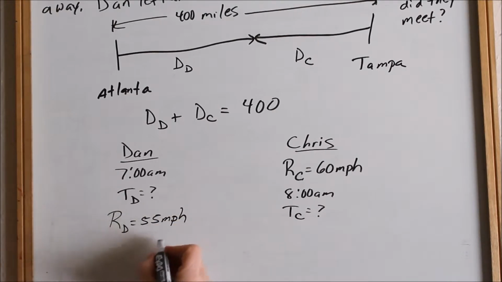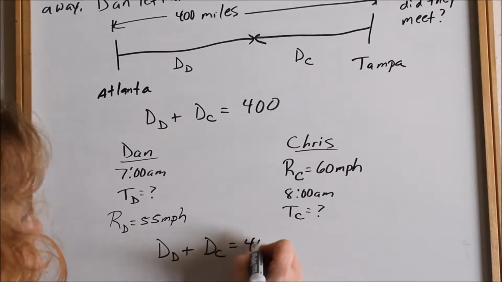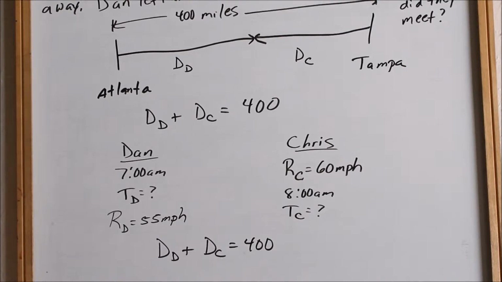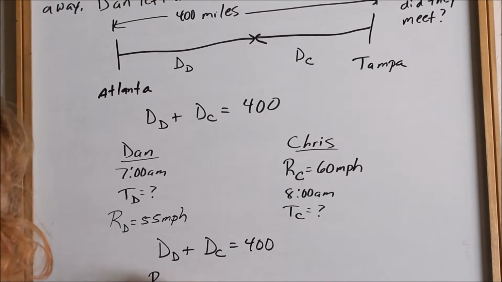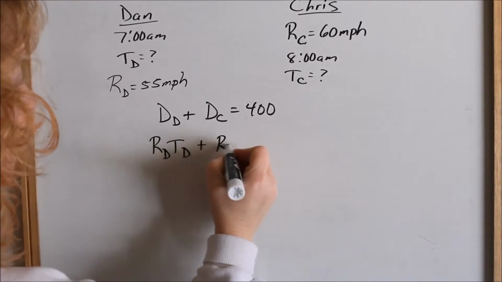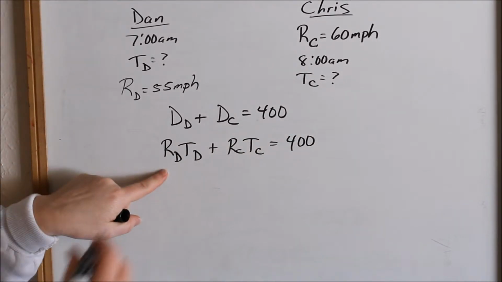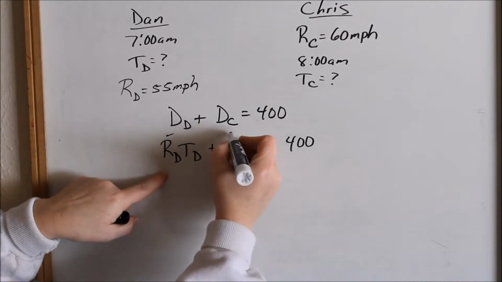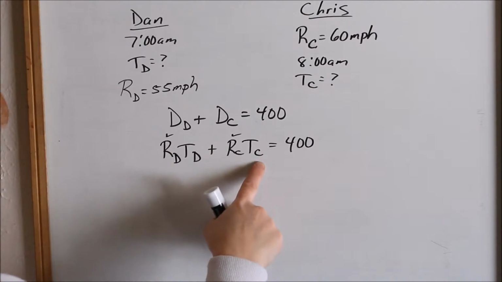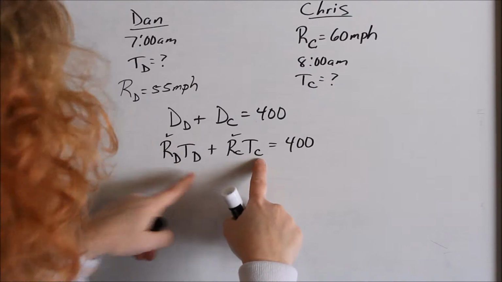Okay, so Dan's distance plus Chris's distance is 400 miles, and everything was in miles and hours, so all my units should be good. I can replace Dan's distance with his rate and his time, rate times time, plus Chris's rate times his time. So out of the information given, we knew Dan's rate, we knew Chris's rate. We did not know their times, but we knew what time they left. So this means that we need another equation because we have two unknowns.